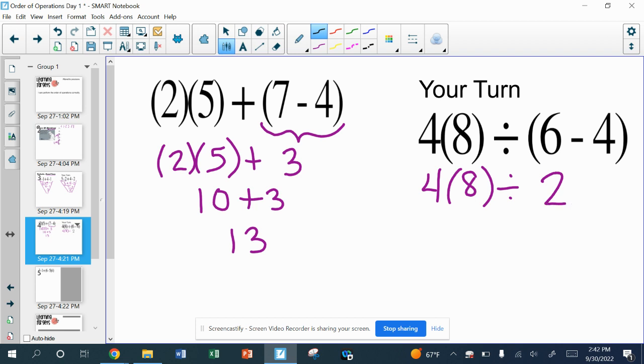Now, when I'm at this point, I know there's multiplying and dividing, and we have to go from left to right for multiplying and dividing. So I would have to do this part next because it comes first left to right. So 4 times 8 is going to be 32. Divided by 2 is going to give me 16.